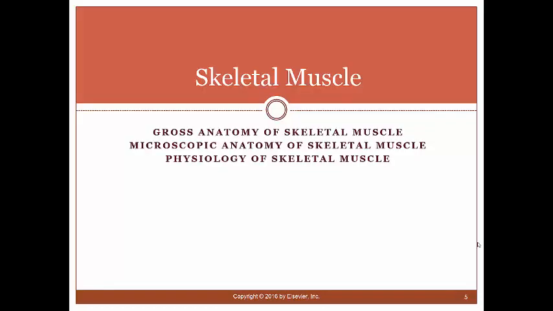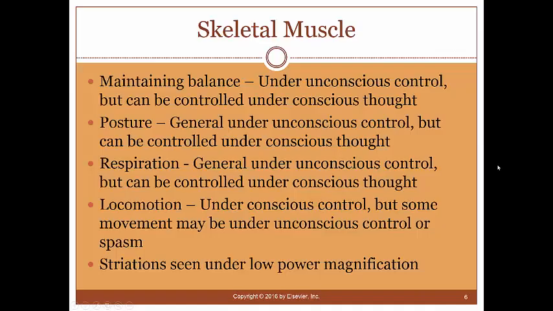So skeletal muscle, really quick, we're going to look at the overall gross anatomy, some of the microscopic anatomy and physiology of skeletal muscle. So skeletal muscle does the following things. It's important for maintaining balance. This can be underneath conscious control. Usually this is under unconscious control, so you don't really think about your balance. But if you do go to trip as you're walking, you can quickly grab onto something and regain control of your balance again.